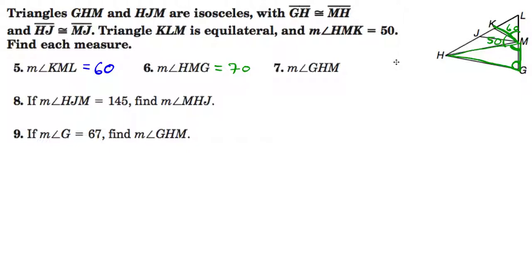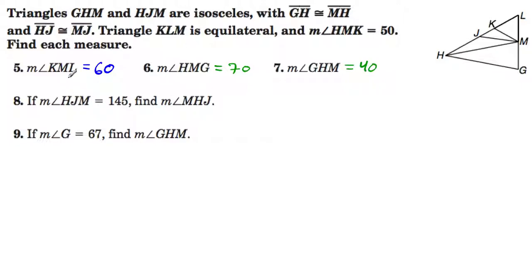And GHM is going to be the vertex angle. So if this is 70, that means that this angle is also 70. So GHM must be equal to 40. Lots of crazy work there, but if you take your time and go through it, it does make sense.